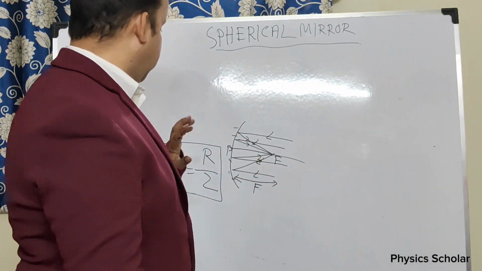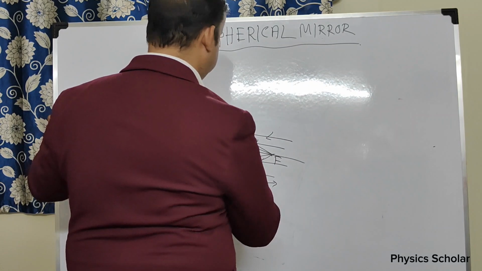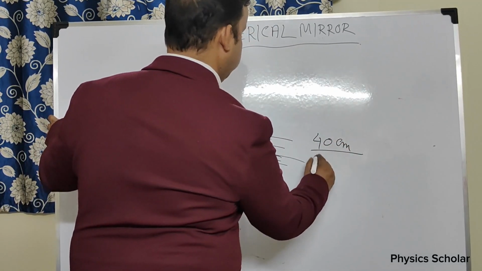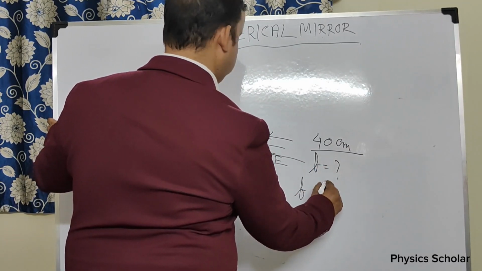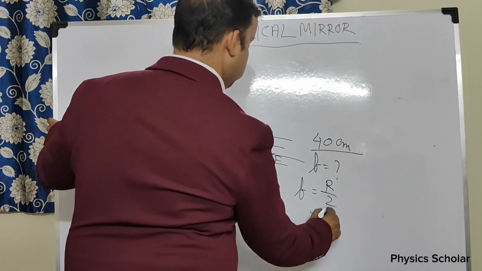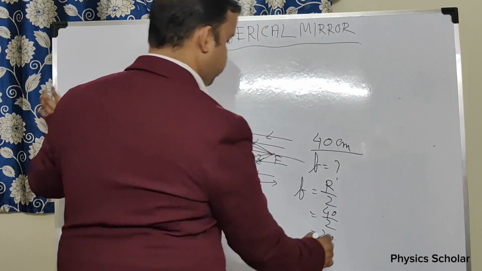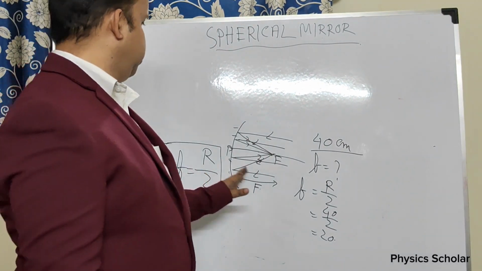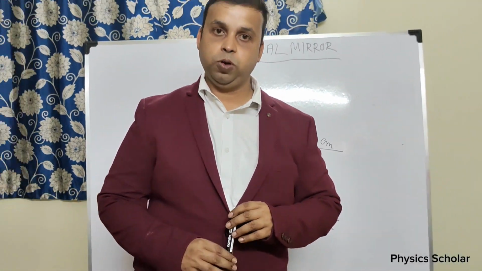So a numerical may come. If the radius of curvature of a spherical mirror is 40 cm, what will be the focal length of that mirror? What is the formula? f is equal to r by 2. So it will be 40 by 2, which is 20 cm. f is equal to r by 2. That is the relationship between the radius of curvature and principal focus.